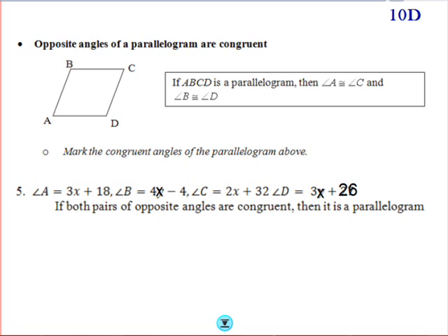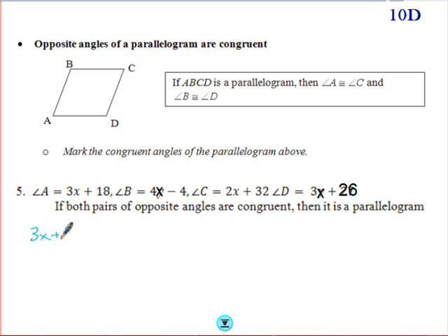So let's take a look at this one. Here we have a quadrilateral, and we're trying to prove that it's a parallelogram based on the opposite angles being congruent. So we're given some angles here. The first thing we need to do is solve for x. Now to solve for x, if this is a quadrilateral, these 4 angles should all add up to 360. So that's what I'm going to do.